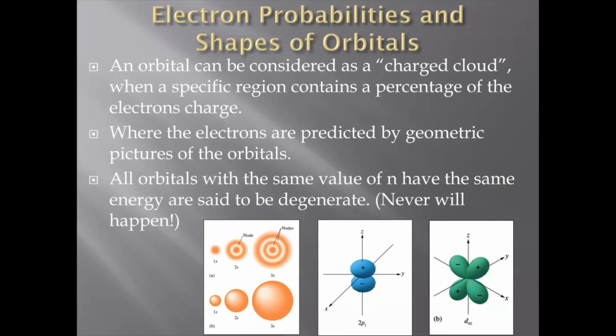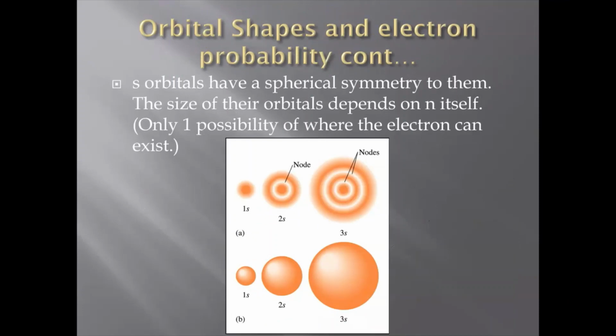So that's not possible. All right. So let's look at this S orbital. S orbitals again have this spherical symmetry. The size of the orbitals really depends on the value of N itself. Remember that N can be ranging from 0, 1, 2, 3, and 4. That's what we looked at. And so it's like an onion.